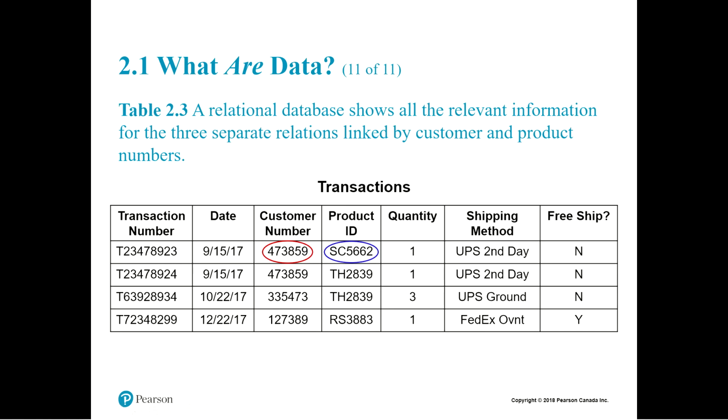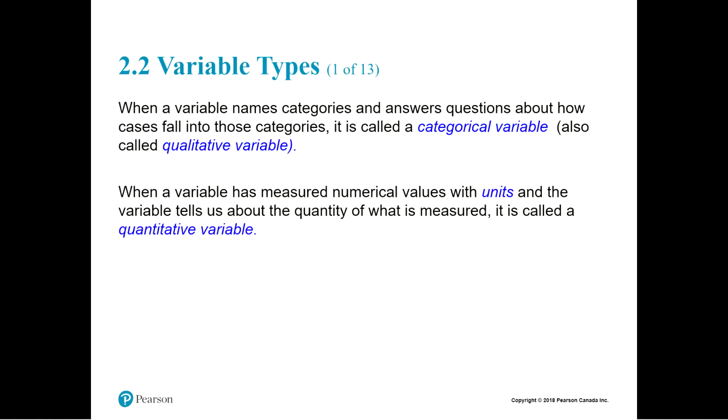This is an example. Next, we're going to look at variable types. When a variable names categories or answers questions about how cases fall into those categories, this is called a categorical variable, also called a qualitative variable. Qualitative stands for quality. When a variable has measured numerical values with units and the variable tells us about the quantity of what is measured, it is called a quantitative variable. So we always have qualitative and we have quantitative.